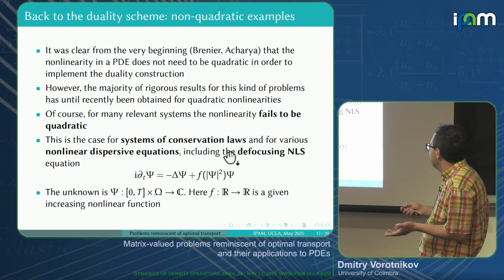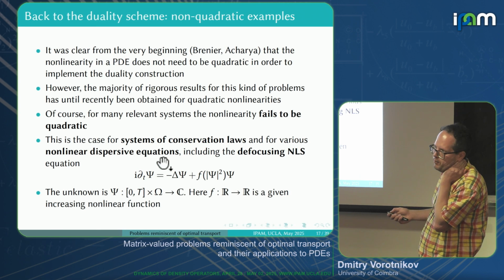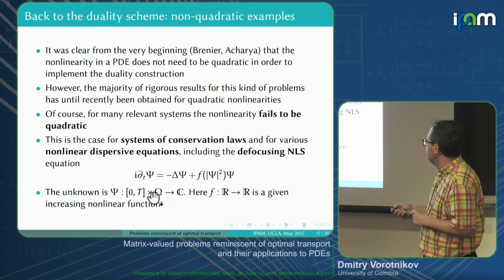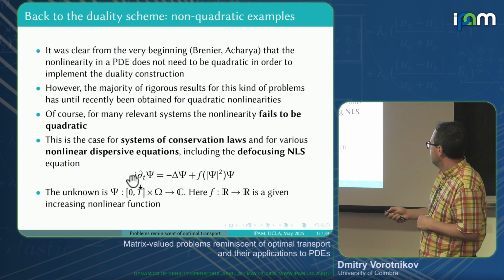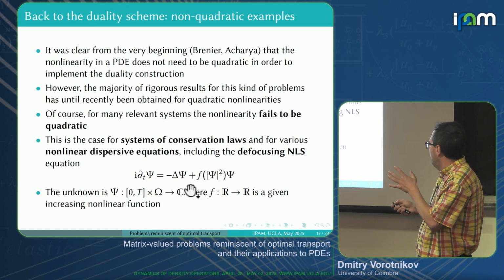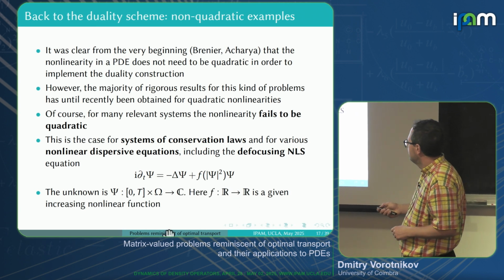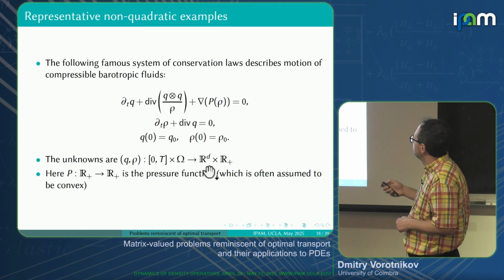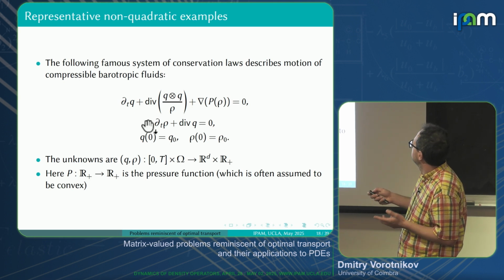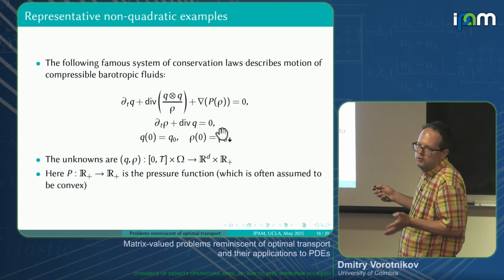And also, I have another class of examples which I'm interested in, like the nonlinear Schrödinger equation or something similar, like nonlinear Korteweg-de Vries, etc. So they all have some similar nature, and I'm interested in this kind of equations. Of course, this function f can be anything, but typically it's a power law. But even for a power law, even if f is just identity, this is not quadratic. Another representative example is the motion of barotropic fluids. You also see that the corresponding energy here is not a quadratic thing.